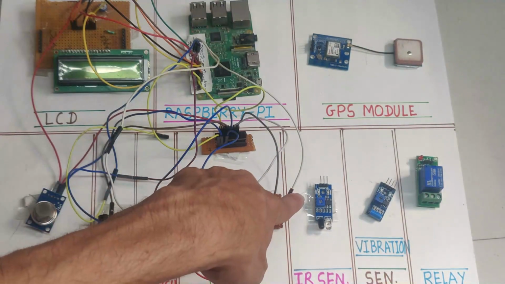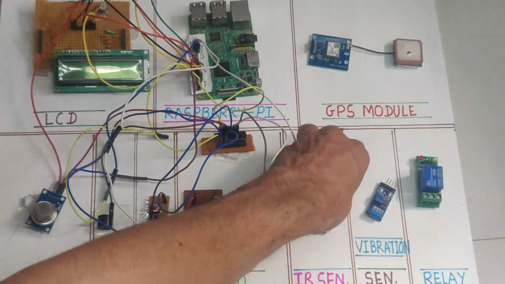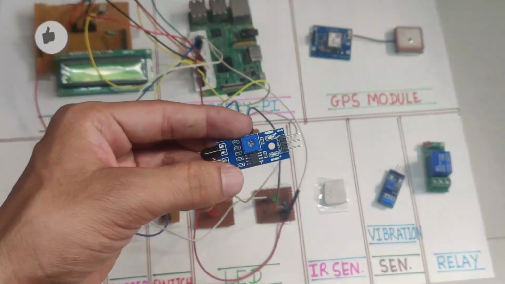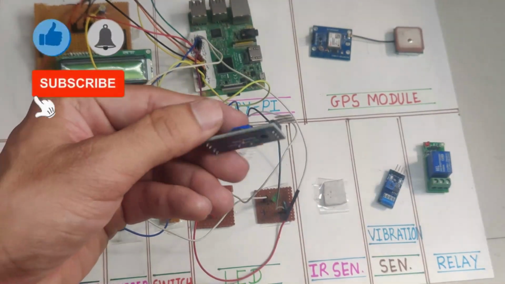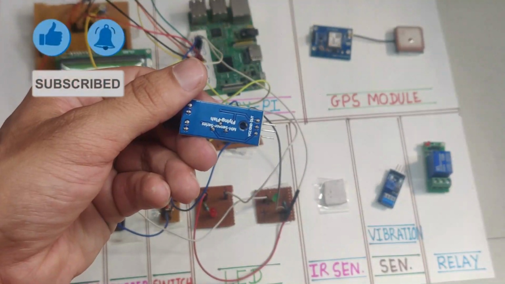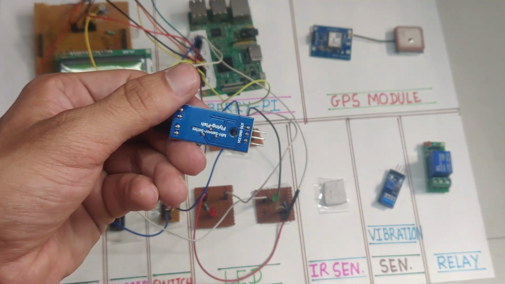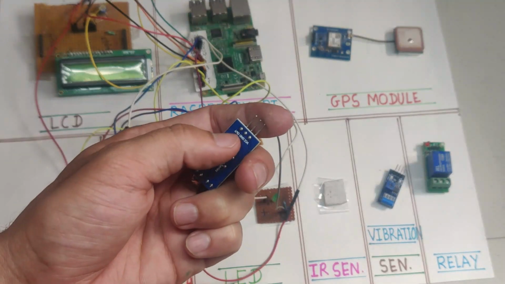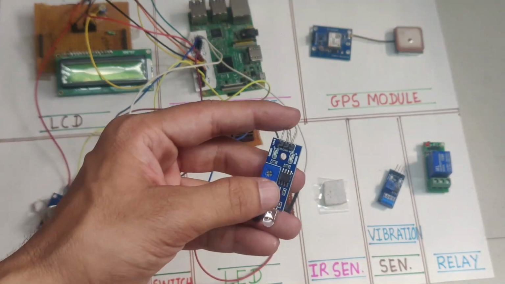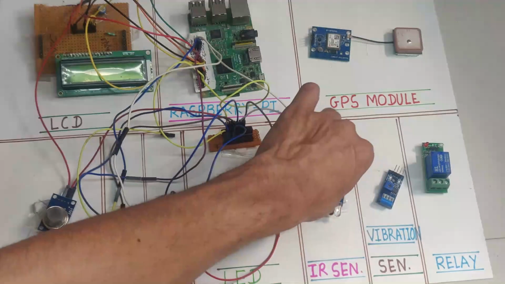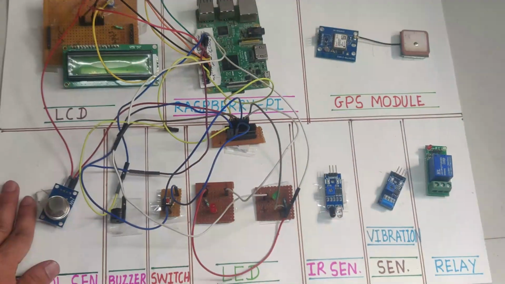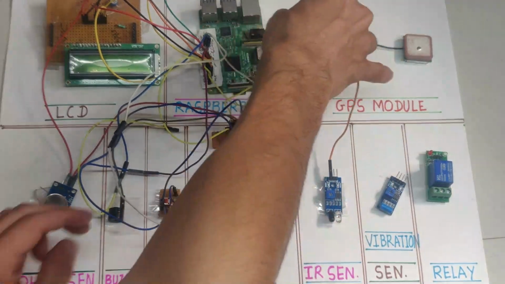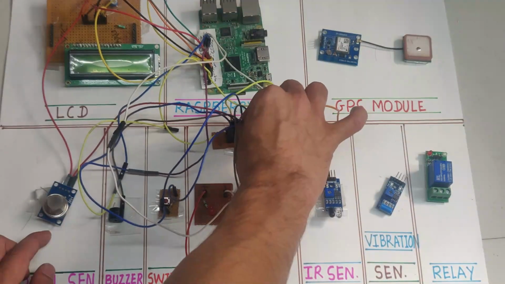Now the next circuit is the IR sensor. The IR sensor has 3 pins. You can see this is my IR sensor with 3 pins: VCC, then ground, and then Vout. VCC should be connected to the VCC pin, ground should be connected to ground, and Vout should be connected to Vout. So this one is the VCC pin. I will connect the first pin, VCC, to the common VCC, here.